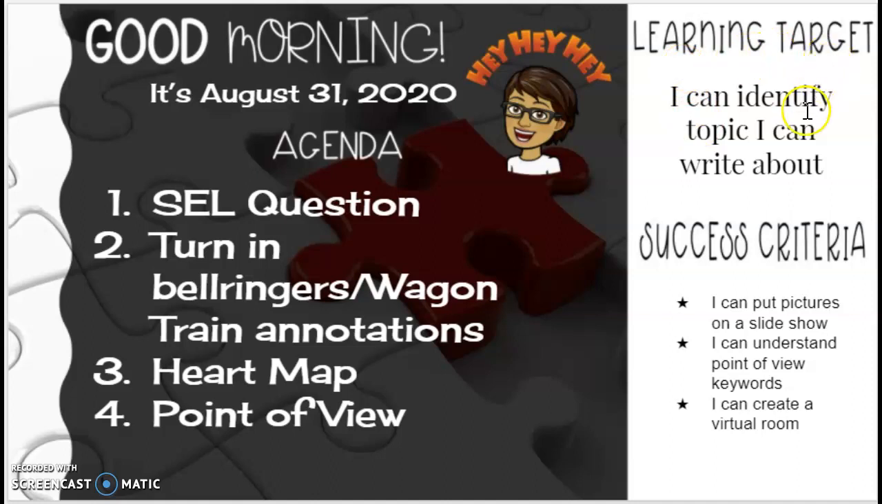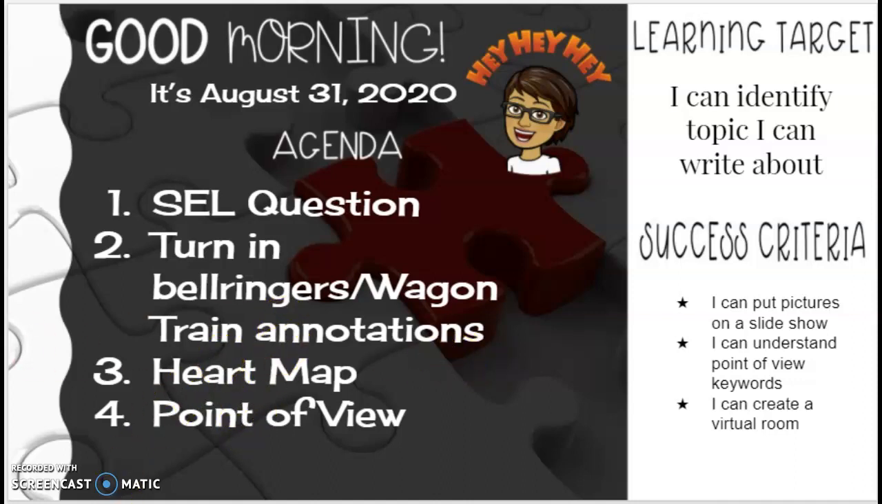Our learning target for today: I can identify a topic I can write about. Success criteria. How do you know that you're achieving your learning target? You can put pictures on a slideshow. You can understand point of view keywords. And you can create a virtual room. I took off virtual room because we did not get time to do that today.